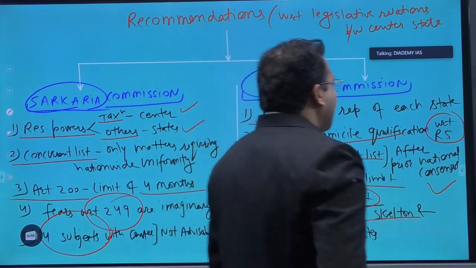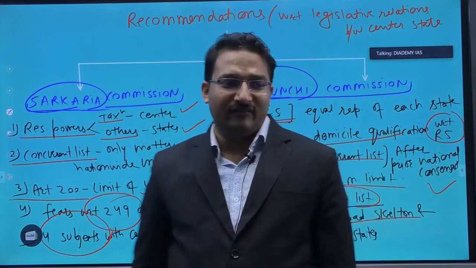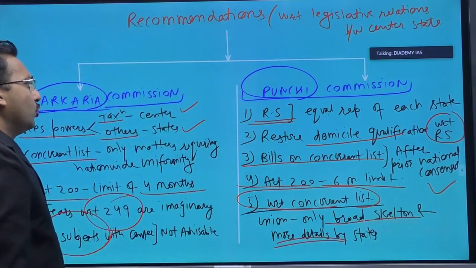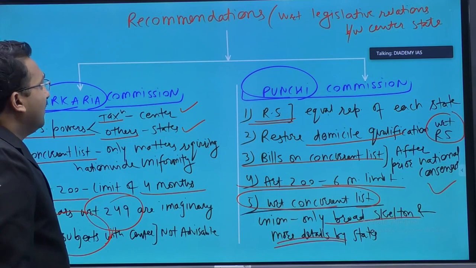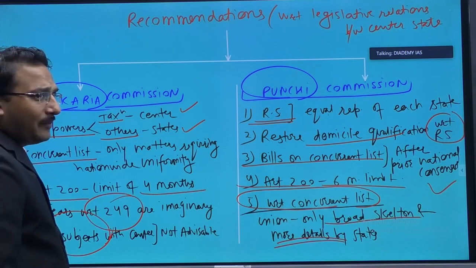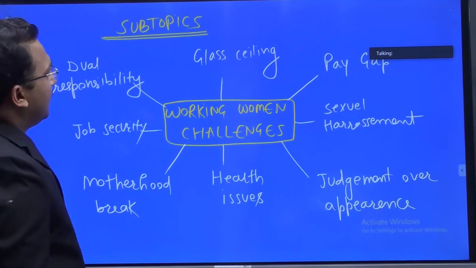Recommendations, if you are giving the recommendations, maybe you can categorize the points into two frameworks. I told you already about air pollution, two kinds of air pollution, man-made and natural. Similarly, here also you can give two kinds of recommendation, Sarkaria Commission and Punchi Commission.